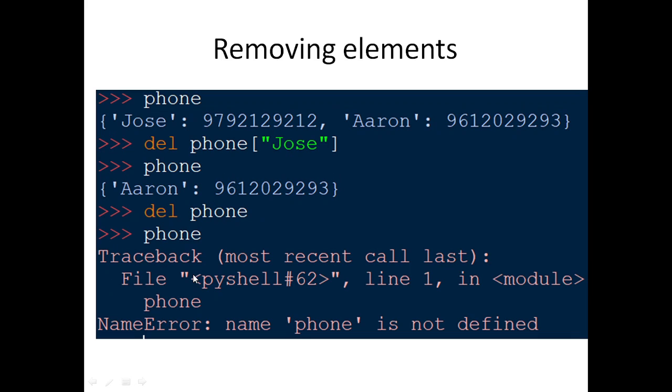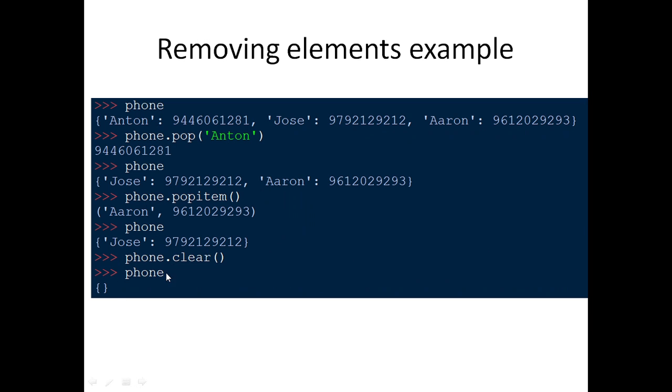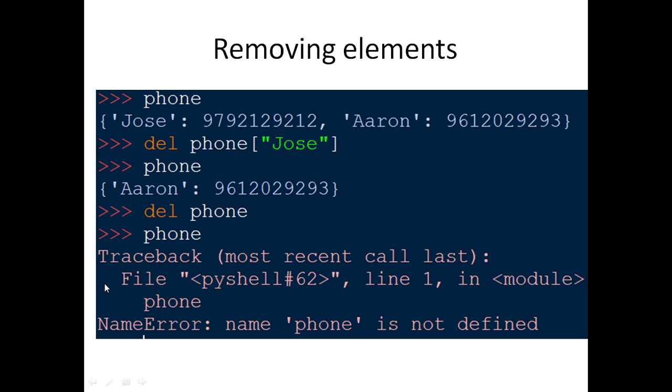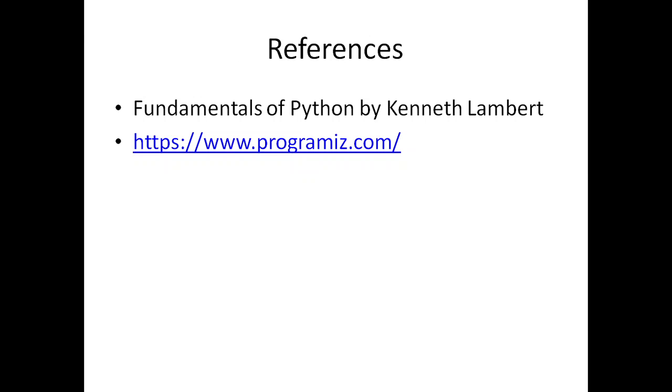So here with del phone, if you check phone afterwards, phone is not defined will be shown. The whole dictionary itself will be deleted in the case of del. But when we clear it, only the elements will be removed, and that empty dictionary will still be there. So that's the difference between del and clear. Okay. So these are the references. Thank you.